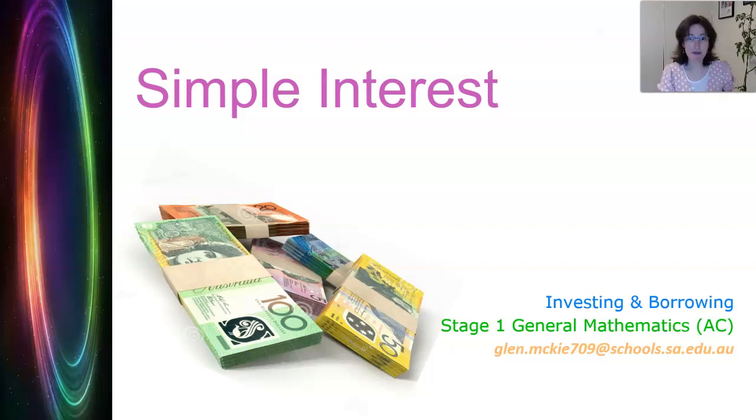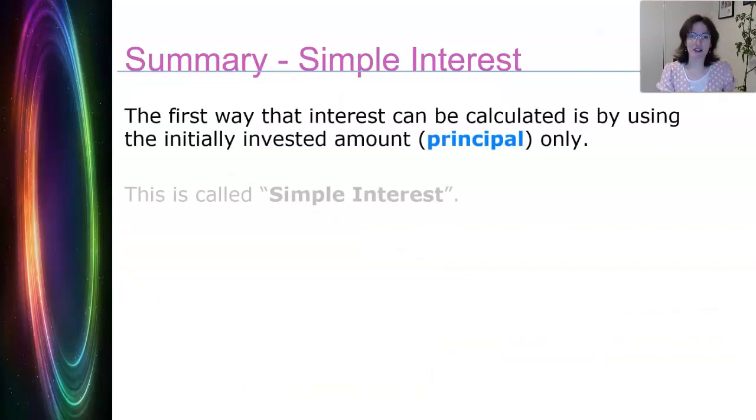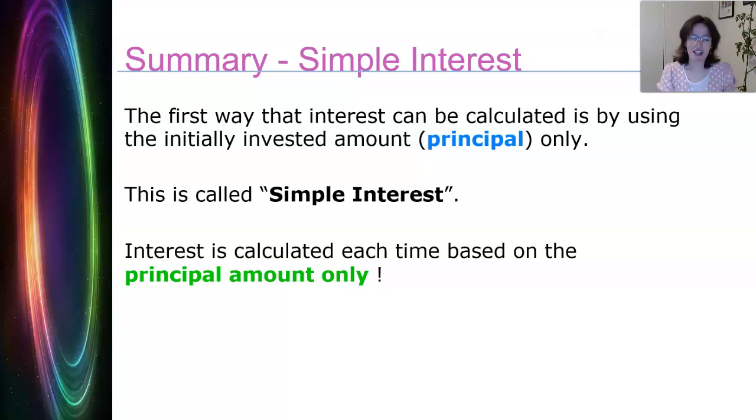Let's do some examples on simple interest. So I'll get all the information up on the screen here. The first way that interest can be calculated is by using the initially invested amount, which is also called the principal. You may know the word principal can be spelled in multiple ways, P-L-E at the end or P-A-L. This version is also the principal at your school, but the principal here means, I guess, the original amount.